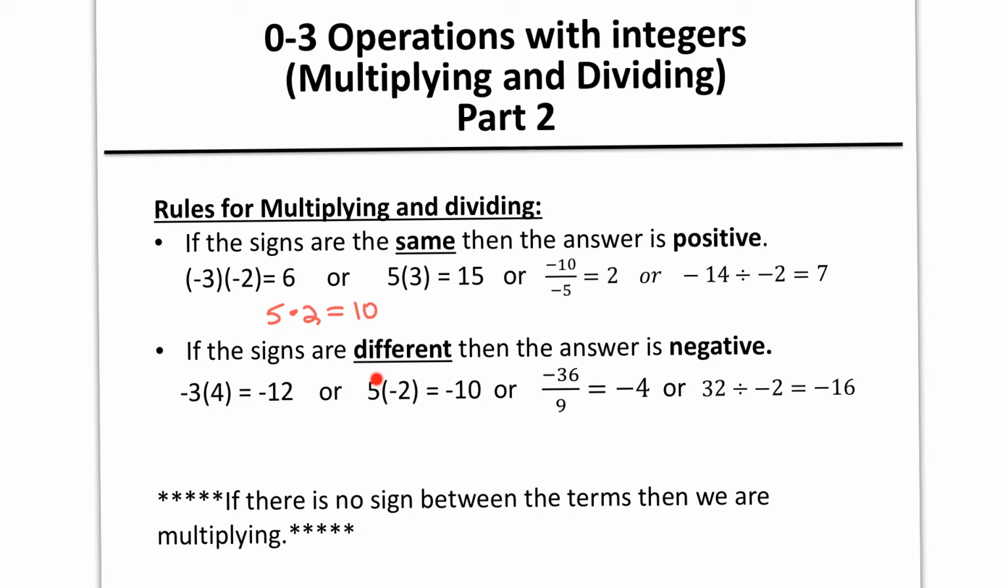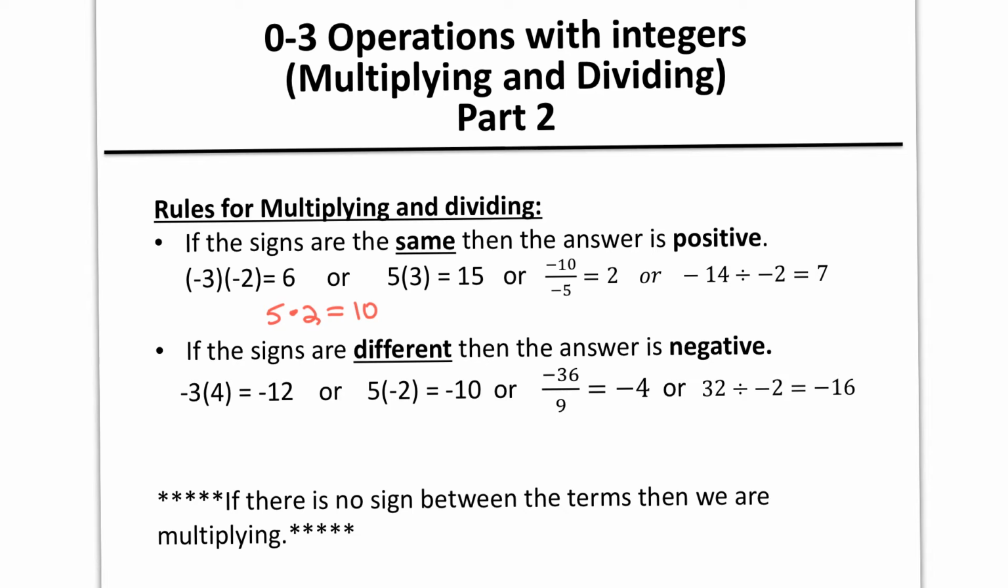Or 5 positive times -2. Look in the middle, nothing in between, so that means you're multiplying. A positive times a negative is a negative. 5 times 2 is 10, so -10. Same thing with division. Now notice what happens here. You have a negative on the top and a positive. The 9 is positive because there's no sign on the left side, so it's a +9. You only have one negative, so the answer is negative. Negative divided by a positive is negative.